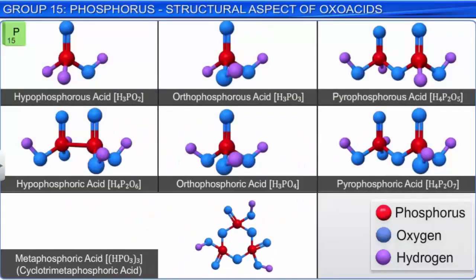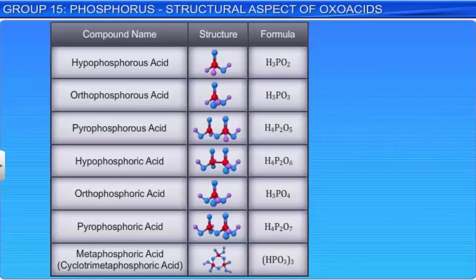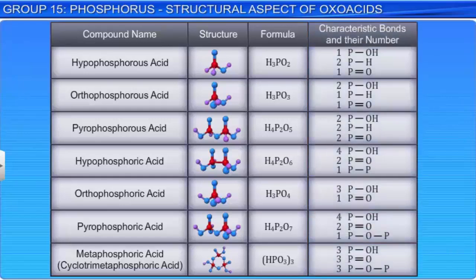Examine the structures of the oxoacids given here. Now, try to list the characteristic bonds and the number of these bonds present in each of these oxoacids before you take a look at the table that has the relevant data. The table here lists the characteristic bonds and the number of these bonds in each of these oxoacids.